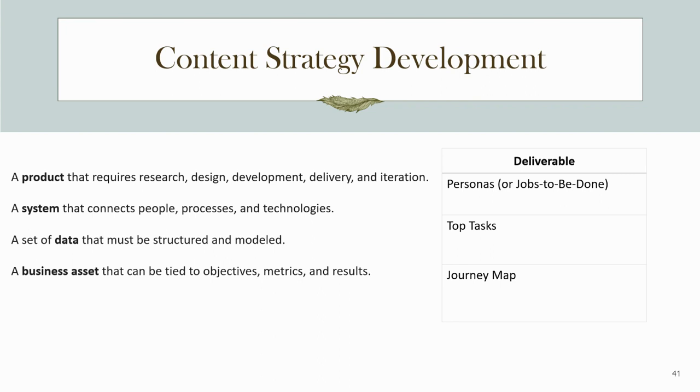Three segments. Can you recall those three segments? So the thing is, job stories are based on real-time scenarios, and personas are based on... User stories are based on the personas. So in content making, we have three deliverables: personas, top task, and journey map. We have to map the journey.